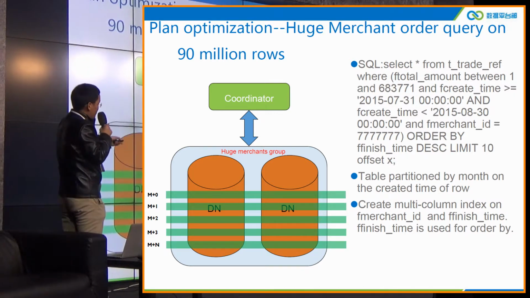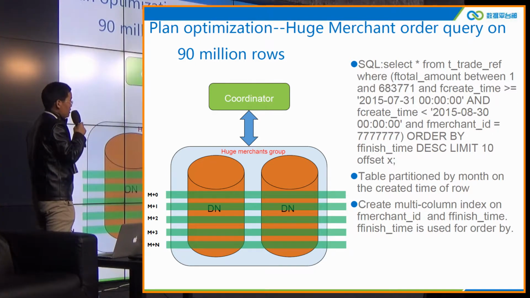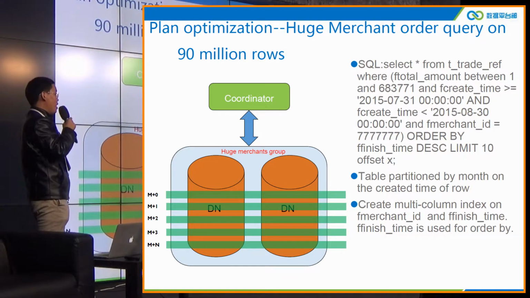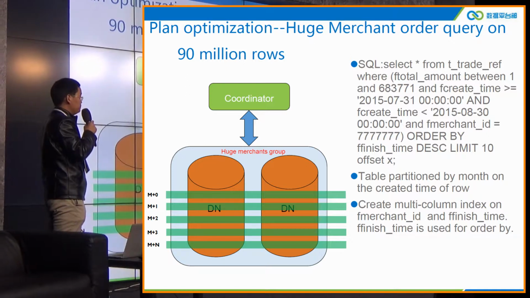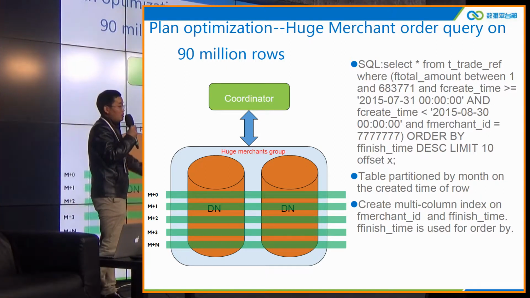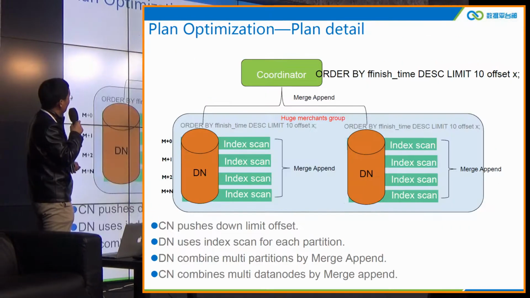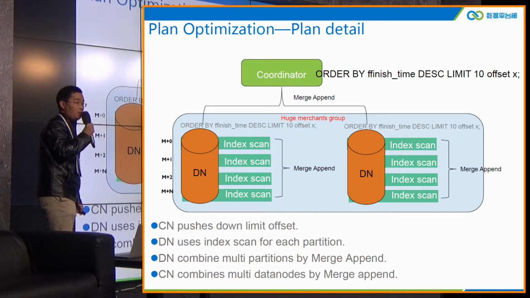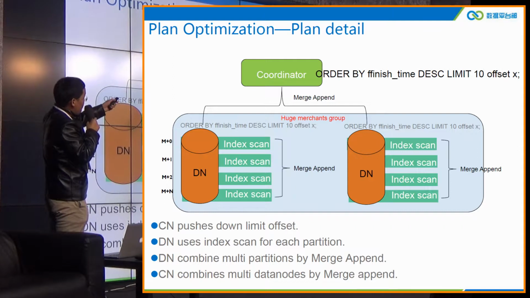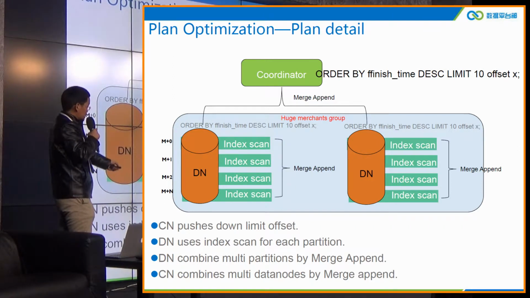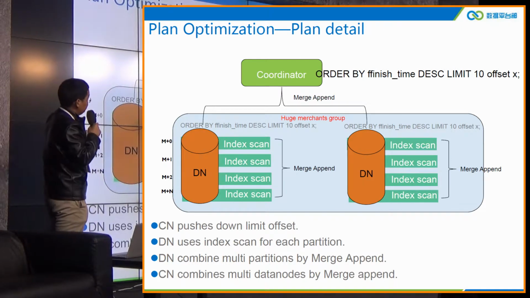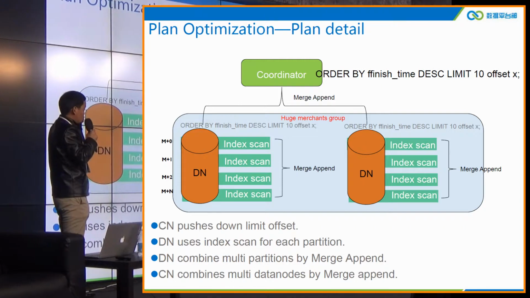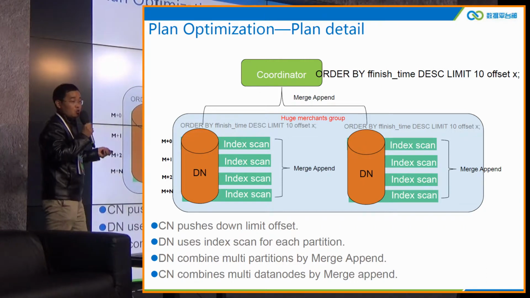At first, we partitioned the table by month on the create time. And then we create a multi-column index on merchant ID and finish time. Finish time will be used by the order by clause. And this is the detail of the plan optimization. In the coordinator, we push down the limit clause to all data nodes. And inside the data nodes, it uses the index we just created to scan every partition.